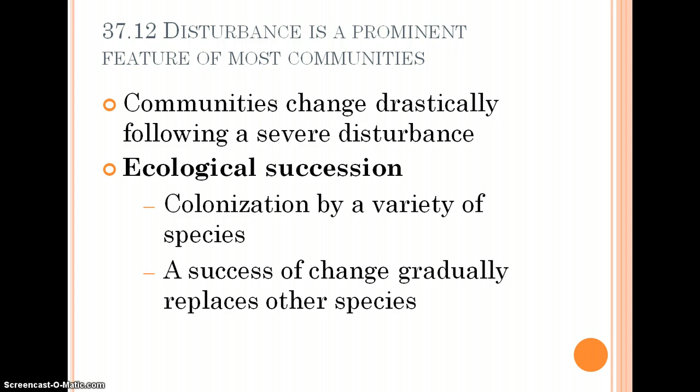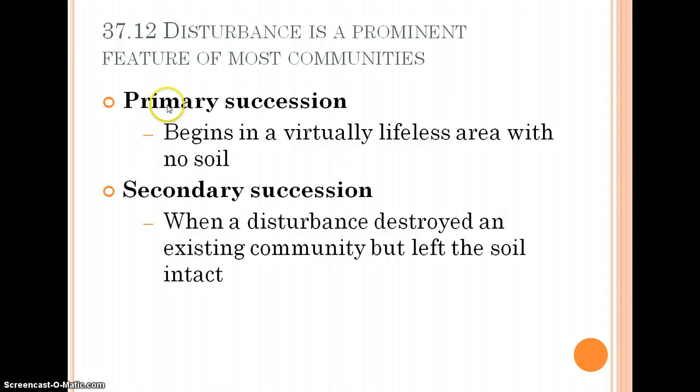So this is a severe disturbance. This is where most of the land, plants, and animals are wiped out. So we're going to have a succession of different species that come in and recolonize that area. So what we have first is primary succession. This begins in a virtually lifeless area. So if there's a volcano that's wiped through and destroys all the land, plants, and everything around in that colony, what's going to happen is primary succession. So it begins in a virtually lifeless area, and there's not even soil. Secondary succession is when a disturbance destroys an existing community, but there's soil still intact.